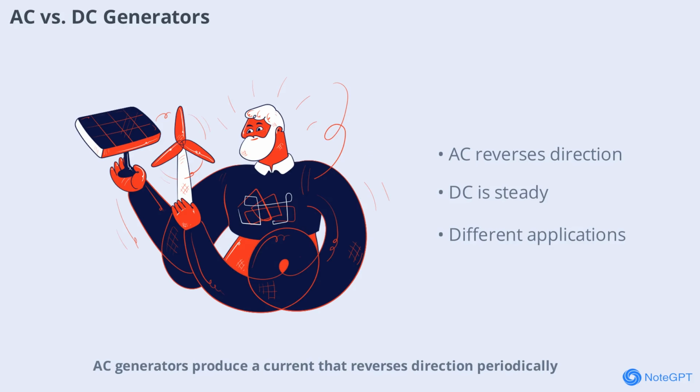AC generators produce a current that reverses direction periodically, while DC generators produce a steady one-way current. The choice between AC and DC depends on the application. AC is ideal for large-scale power distribution, while DC is better for small-scale or portable devices. Both rely on electromagnetic induction, but their internal designs differ in how they collect and manage the generated electricity.